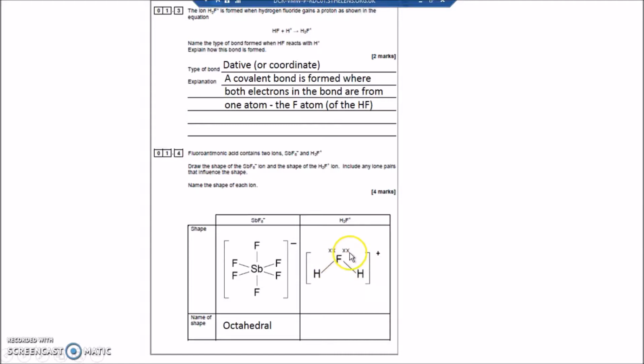And although the lone pairs influence the shape, you actually don't use those to name the shape. You only name the shape according to what you see, i.e. the atoms, and we can see 3 atoms here, and it's in a bent shape or a V shape, whichever you prefer.